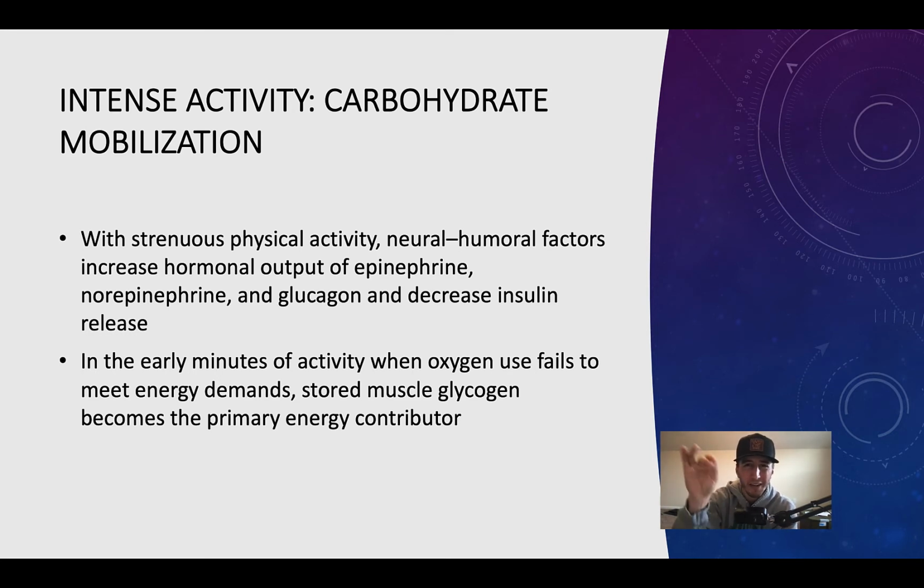I just want to put an asterisk on that. That's not always the case. In individuals with type 1 diabetes, they fail to produce insulin, so that argument kind of is null and void.